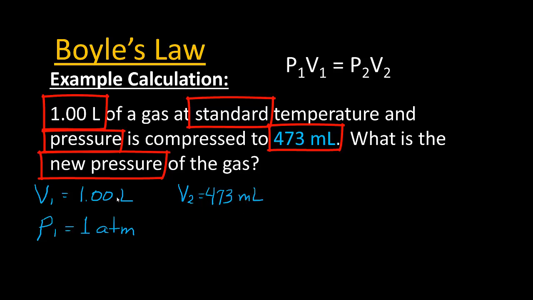You should notice a problem here. This volume is in liters and this volume is in milliliters. We need to have our volume in liters, so we need to convert this. And we just move the decimal place over to the left, 3. So 473 milliliters is the same thing as 0.473 liters.